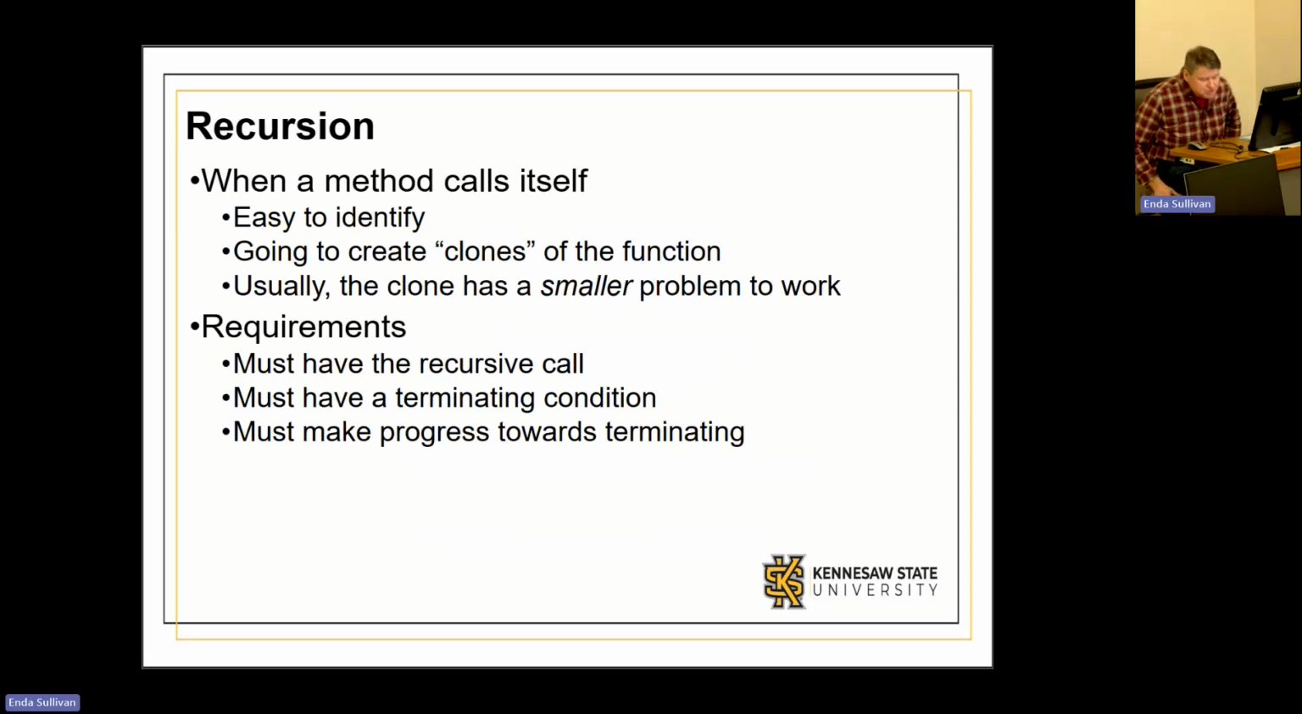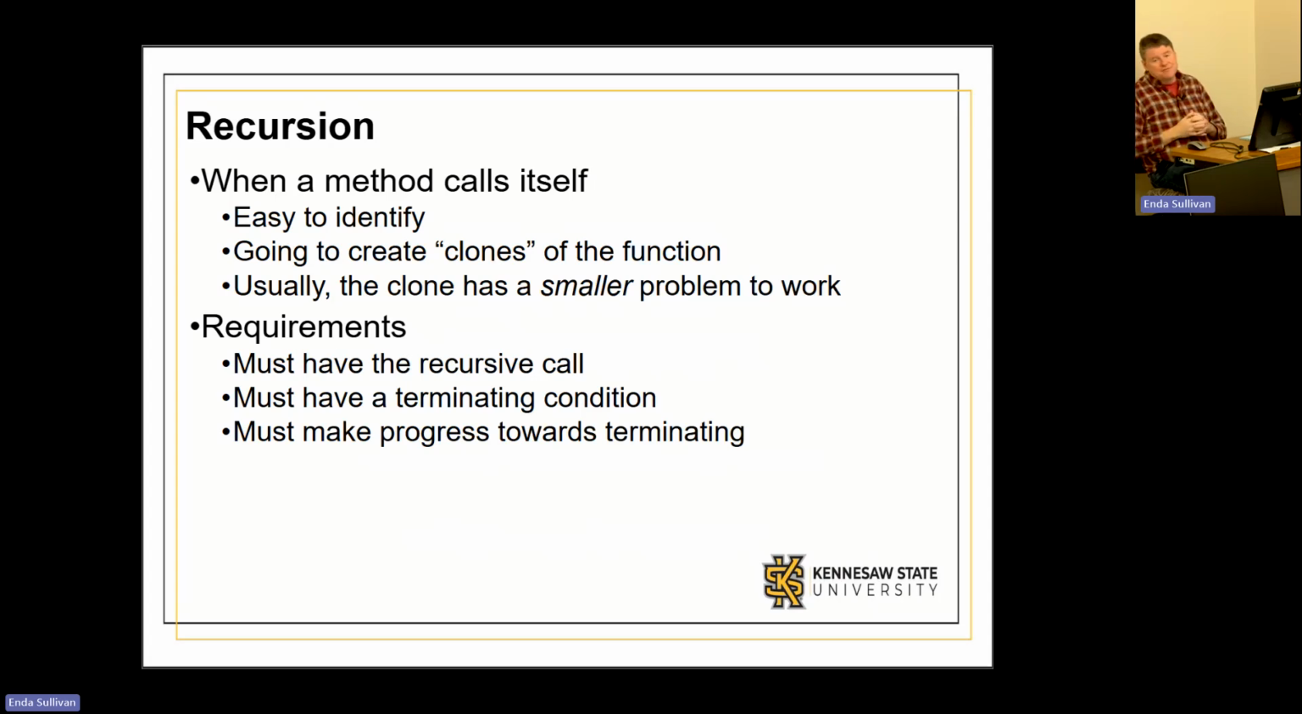So the definition of recursion is when you have a method that calls itself. They're very easy to identify because you've probably never done this, or if you did, your code most likely crashed. But it is possible while you're writing a method to call that method itself. And it will create a clone of that same method, which it will then go off and answer the problem. In order to make anything recursive, you need 3 things. You need a recursive call, you need a terminating condition, which is how you know that you're done, and you need to make sure that each of your recursive calls is getting you closer to the answer.